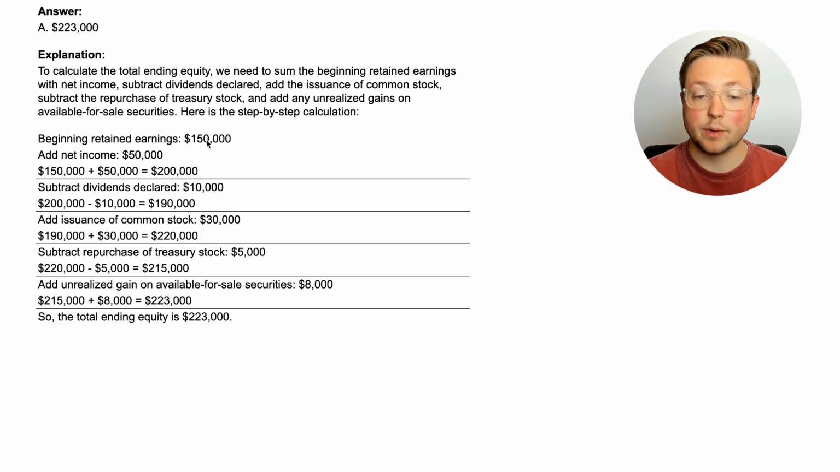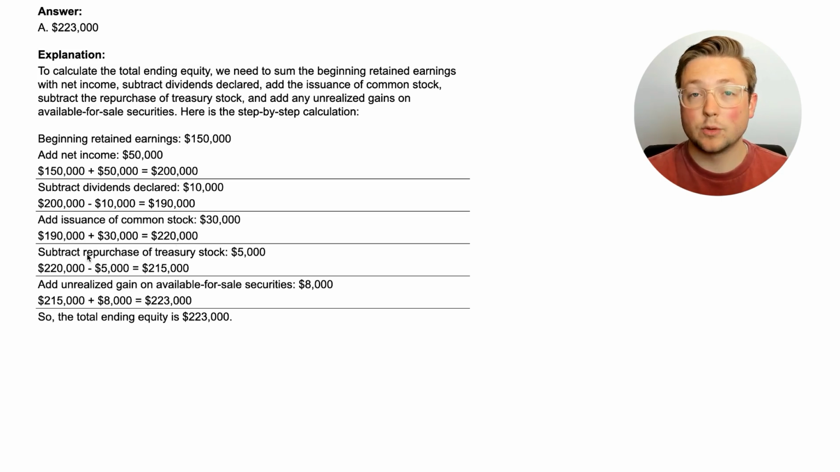We start with the beginning retained earnings. We add the net income. That gives us $200,000 in retained earnings. And then we subtract the dividends declared. That was $10,000, so that gets us to $190,000 of retained earnings. And then we also, for the total equity, add in $30,000 of common stock because they issued more stock. That means that increases the equity. So that's $220,000 right there.